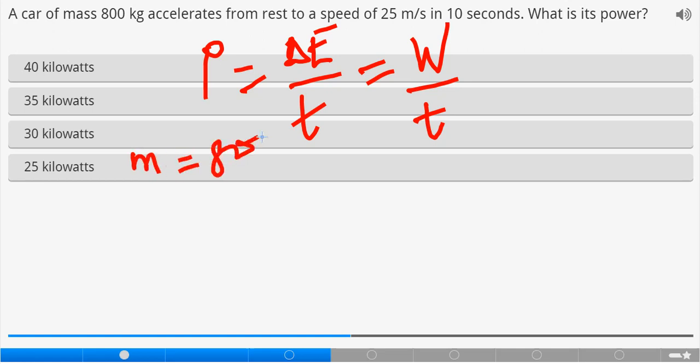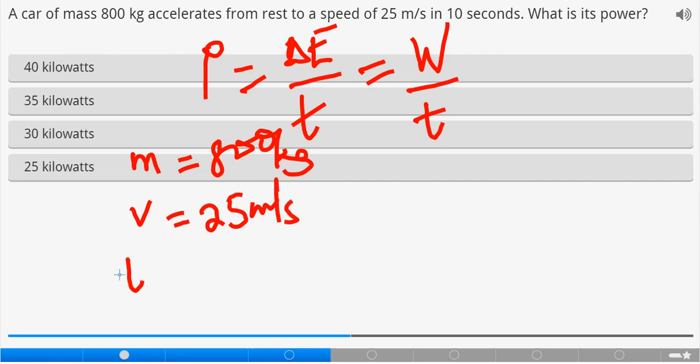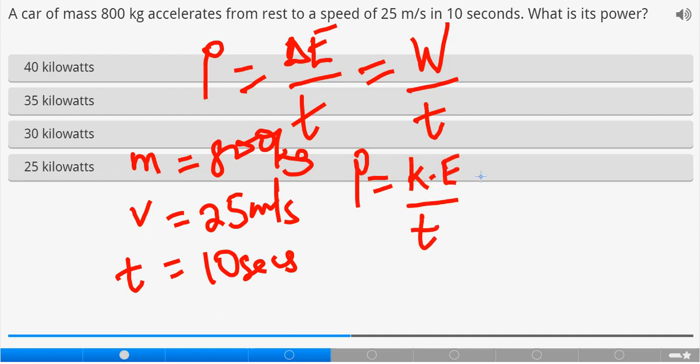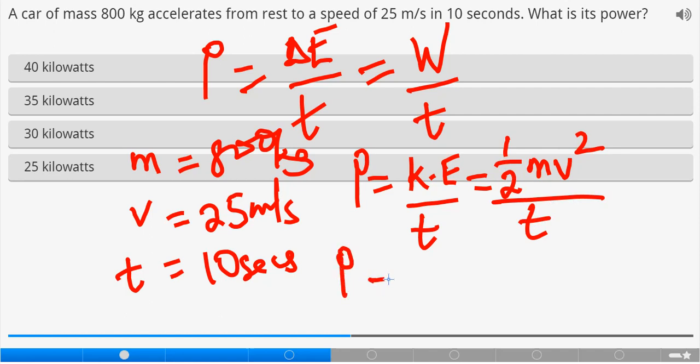M is 800 kilogram. The velocity now, or speed rather, is 25 meters per second. Then time is what? 10 seconds. Since the object is moving, that is the car, that means energy in this case will be related to what? The kinetic energy. So power now is what? Kinetic energy divided by what? Time. What's the definition for kinetic energy? Half mv squared over what? Time. So we have power to be what?